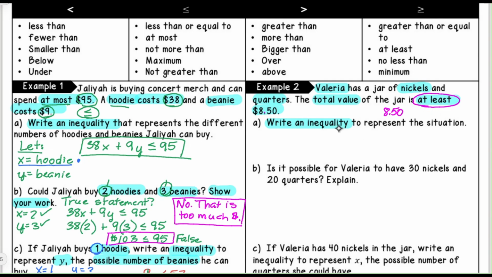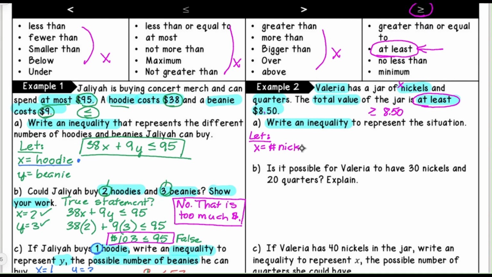So let's go see where we can find the at least. I look up here, I don't see at least. I look up here, I don't see at least. I look here, I don't see at least. Over here, boom, I see at least. So here's my at least. That lets me know that it's going to have this symbol when I write it. Okay. I'm going to define my variables. So I've got let x equal the number of nickels, and my y is going to be my number of quarters.